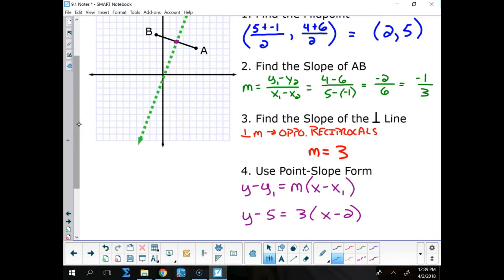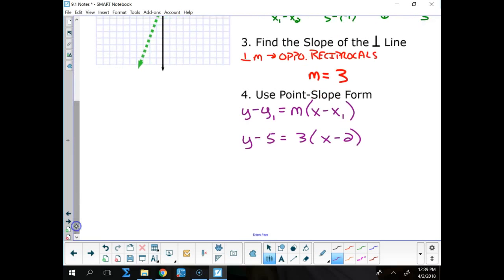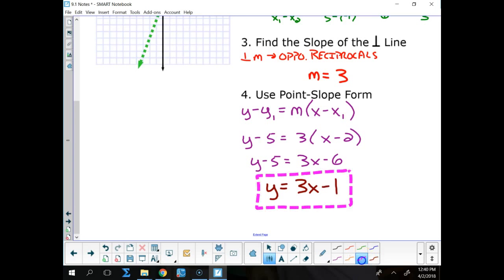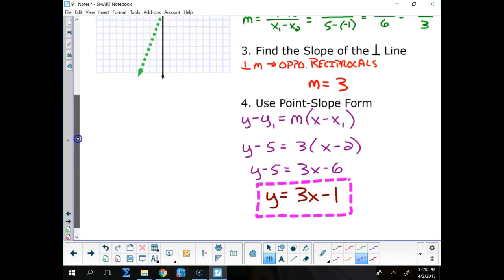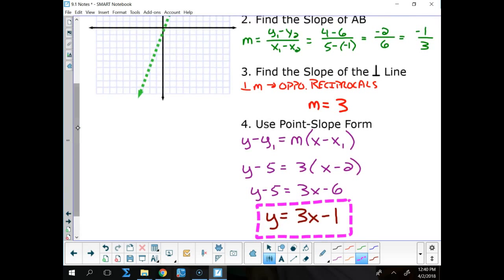Because my blue point is 2, 5. My slope is 3. And then to make that look nice and pretty, we're going to say y minus 5 equals 3x minus 6. So in the end, we'll say y equals 3x minus 1. Looking back at my picture, it has a y-intercept right there of negative 1, and it's got a slope of 3. 1, 2, 3, and over 1. Yep.